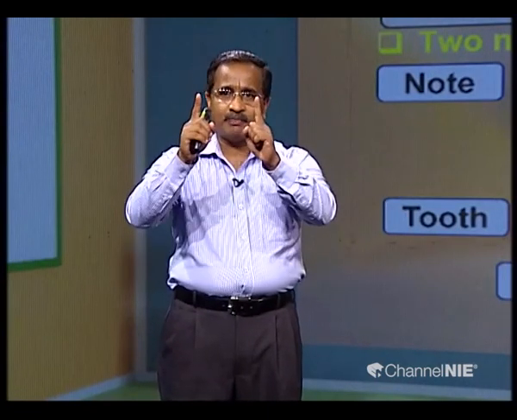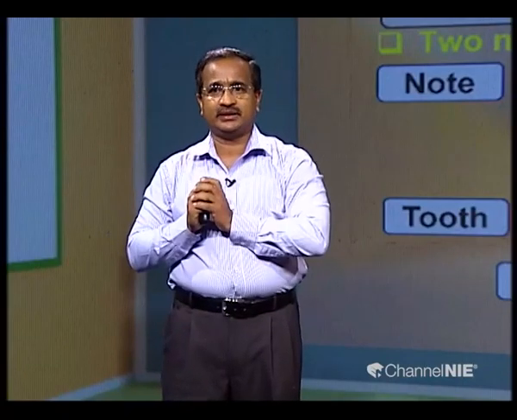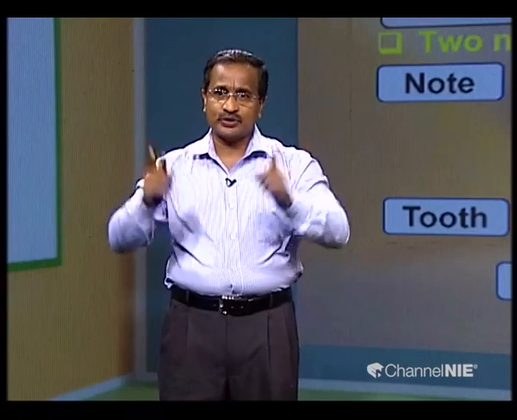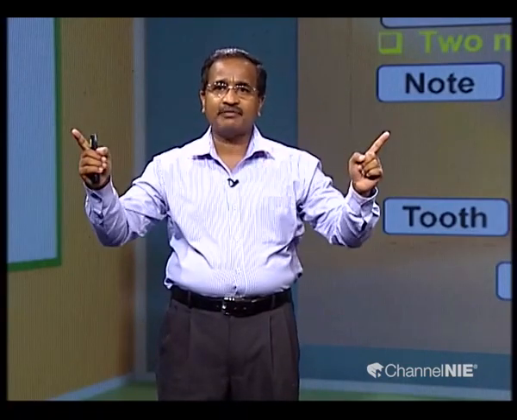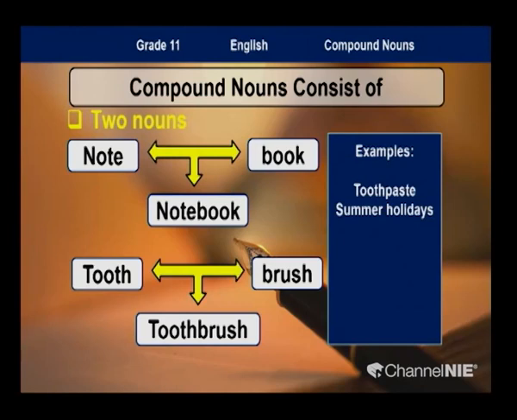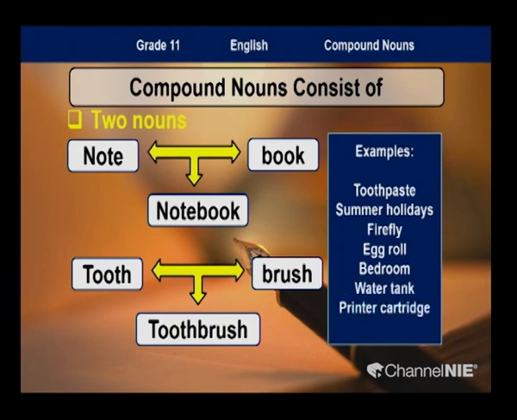Now children, look at these two compound nouns that we have generated. Notebook, toothbrush. Though we have added two nouns together, the compound noun remains as one word. Both these compound nouns remain as one word after adding these two nouns together. Let's have a look at more compound nouns. Toothpaste, summer holidays, firefly, egg roll, bedroom, water tank, printer cartridge, motorcycle. Do you have any questions?